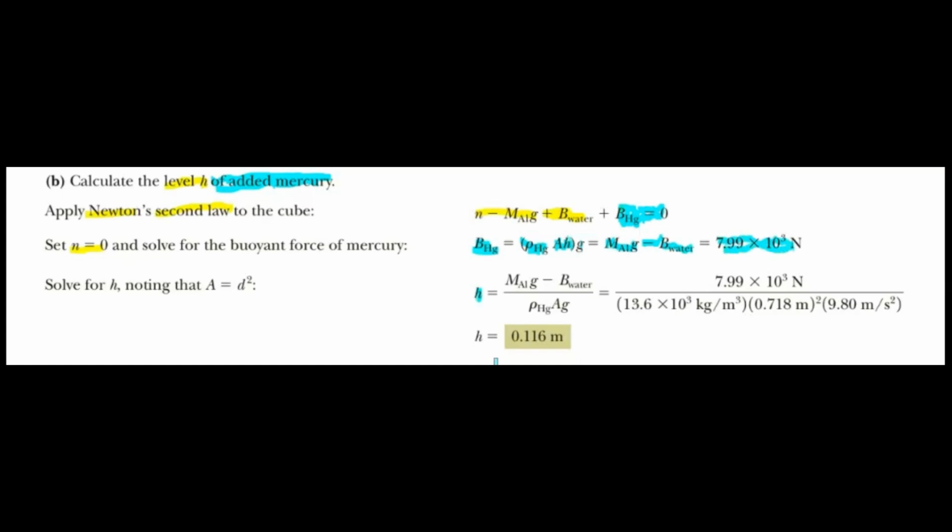Now how will we find the height h? h will be equal to the weight of the aluminum minus the buoyant force of water, divided by the density of mercury times the area A times g. Now what area will be there? If you remember, we got the length of the cube as 0.718. Now the area will be length square, that will be h square, right?